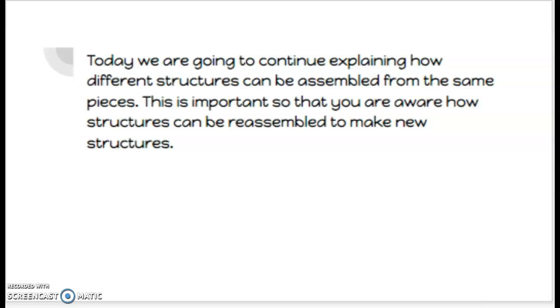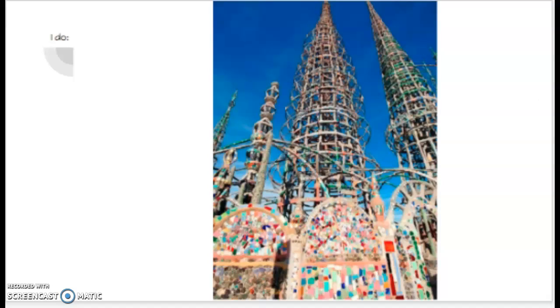Today we are going to continue explaining how different structures can be assembled from the same pieces. This is important so that you are aware how structures can be reassembled to make new structures.